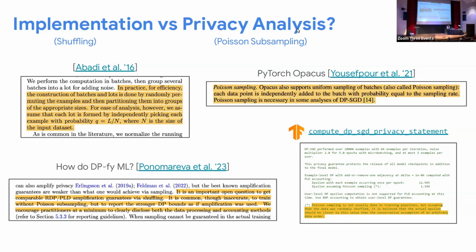Through our literature search, we only found one instance where people say that they actually do Poisson subsampling for sampling the batches, and this is in the Opacus library. But to the best of our knowledge, it doesn't really scale to large data sets because of the way they implement it. But we are not experts, so feel free to correct us if we are wrong about that.